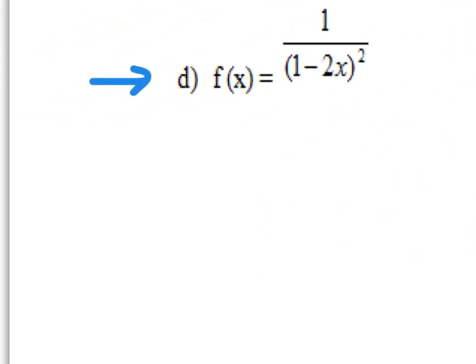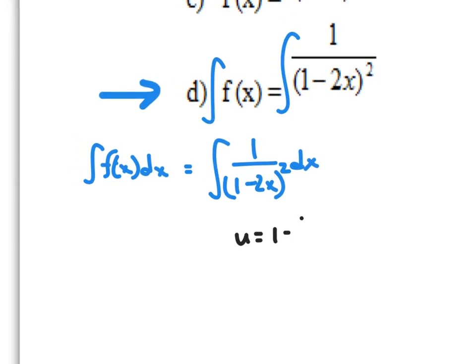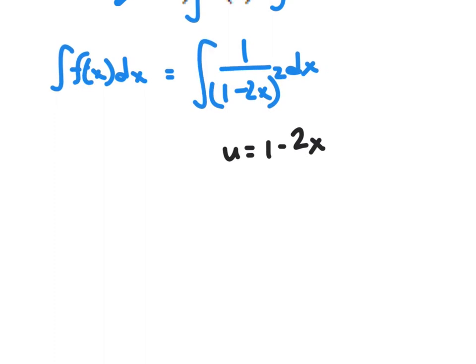Okay, let's look at D now. I noticed with D that if I took the integral of both sides, I'm going to get something nice here. So the integral of f of x dx is going to be equal to the integral of 1 over 1 minus 2x quantity squared dx. Now I'm going to go ahead and probably do this using u substitution, where du will equal negative 2 dx. Therefore, negative 1/2 du equals dx.